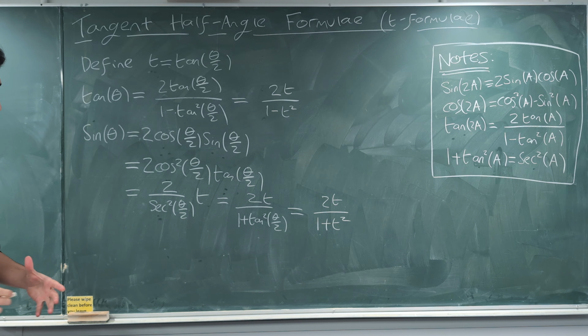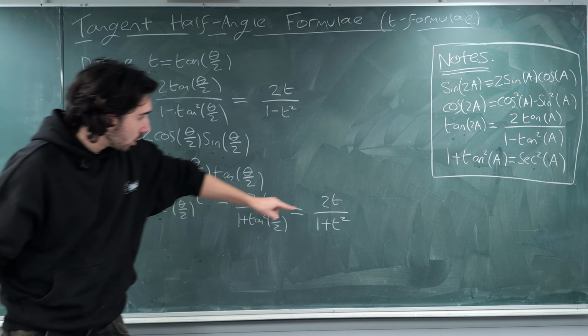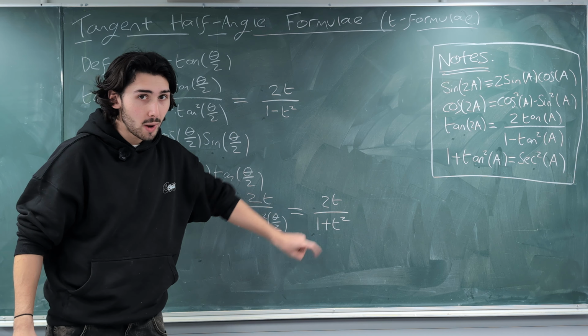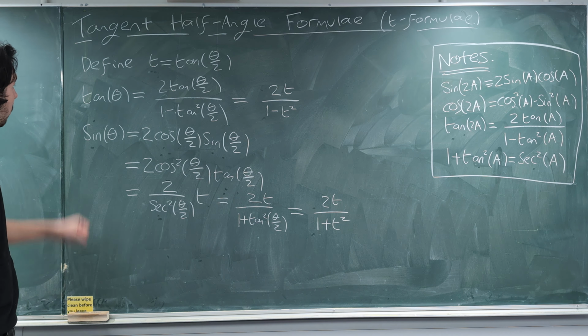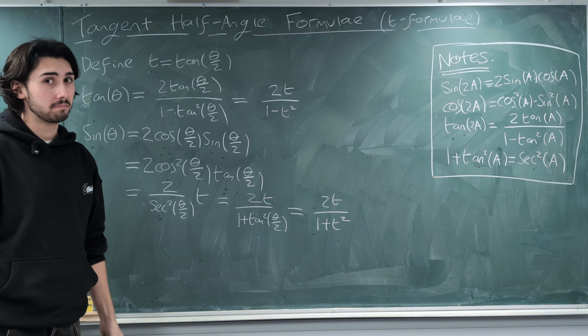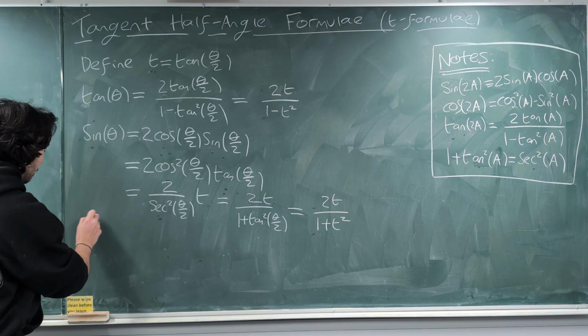So what I'm saying by this is that sine theta is the same as 2 tan theta over 2 divided by 1 plus tan squared theta over 2. So now we can express tan and sine in terms of tan. That's quite good. Okay, last one, cos theta.